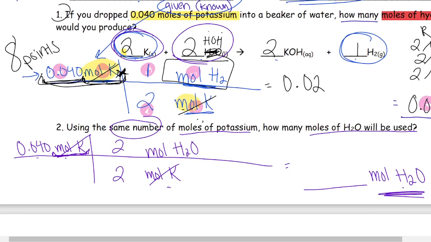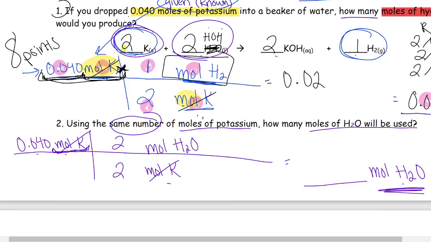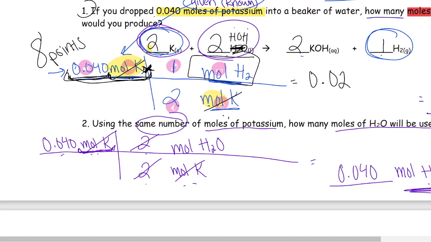And remember that anything that is on top will cancel with anything on bottom. So I set this up on purpose so that my moles of potassium would cancel, but it just so happens that these numbers are the same as well, so the 2's would also cancel out, which means there's not even anything you need to plug into your calculator in this case because the 2's cancel. So if you're multiplying by 2 and then dividing by 2, you don't actually have to solve anything. So your answer would just be 0.040 moles of H2O. And again, this question is worth 1, 2, 3, 4, 5, 6, 7, 8 points.